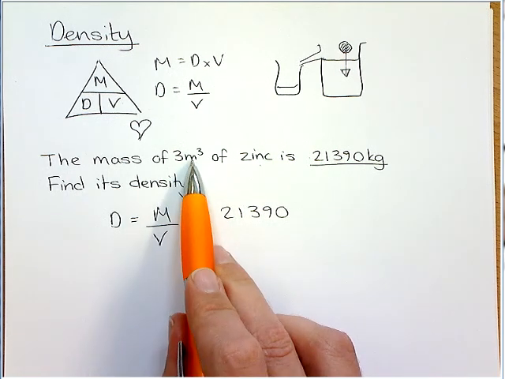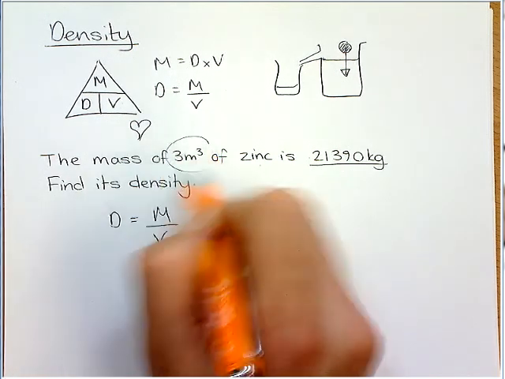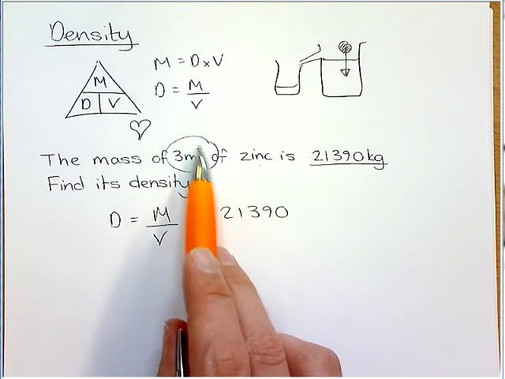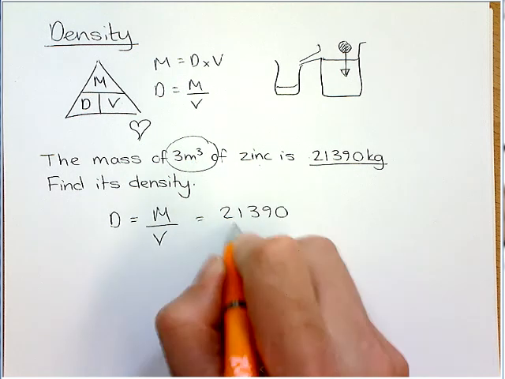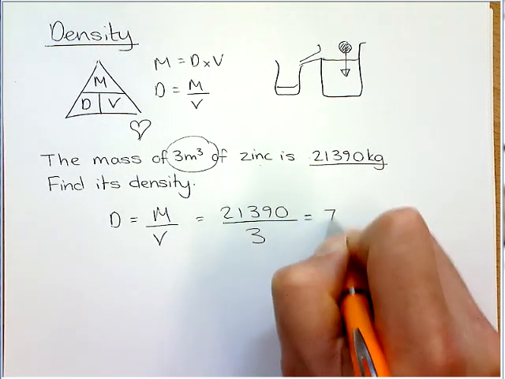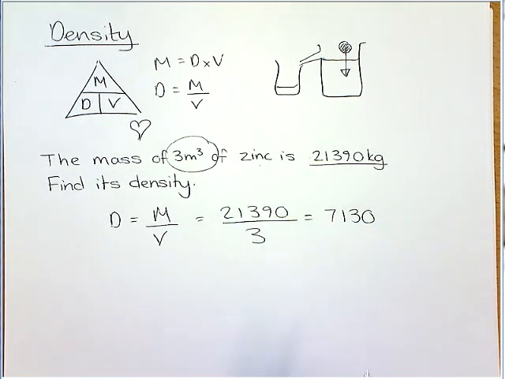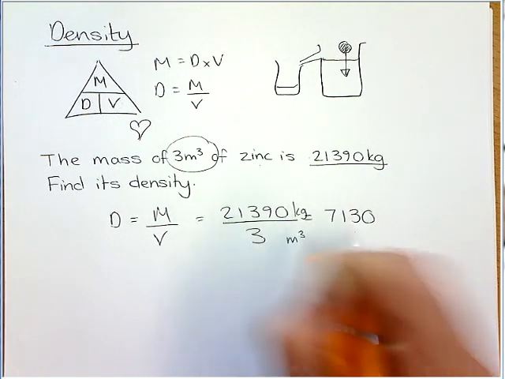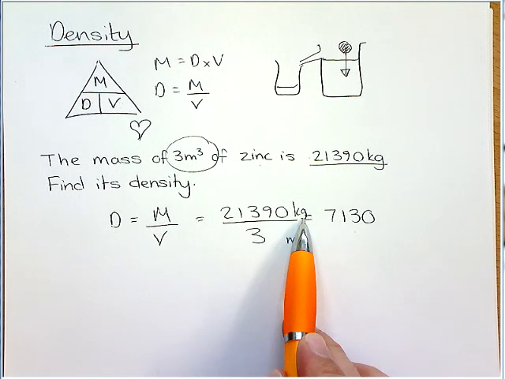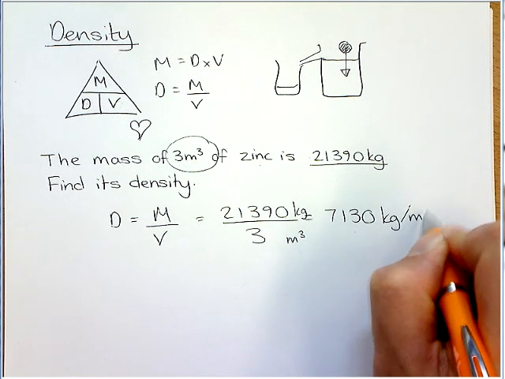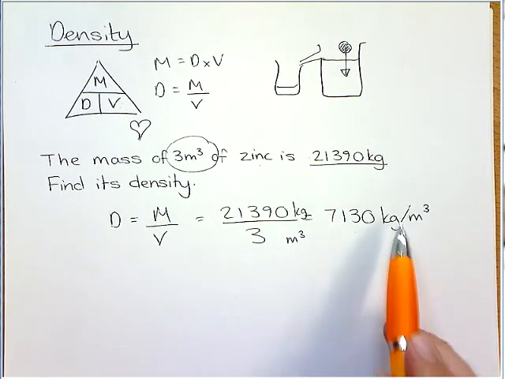And we've got here cubic meters, and meters cubed or centimeters cubed or milliliters and that sort of thing, that's always volume. So the volume is 3. So I'm just going to type that in on my calculator. And my density is 7130. Now, density, if you think this is kilograms and this is cubic meters, and this divide, we can also use the word per. So this is kilograms per cubic meter or meter cubed. So that's what it is.